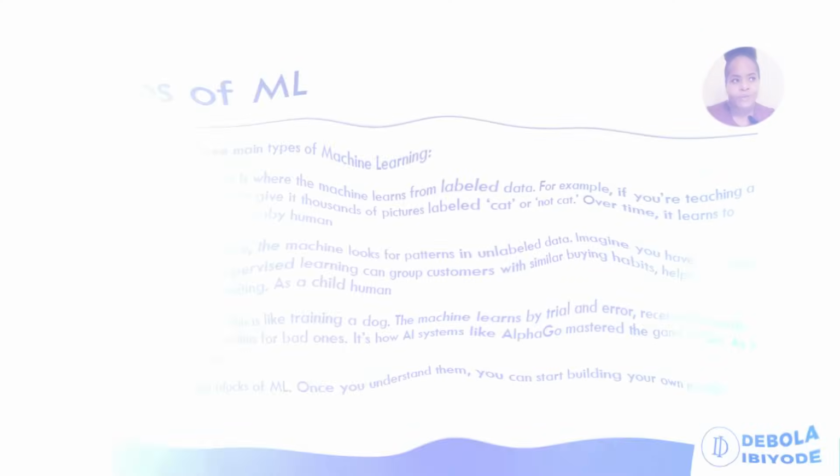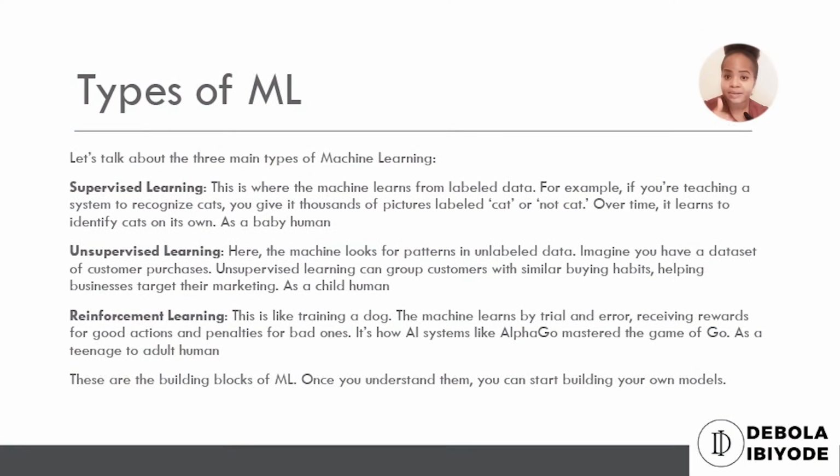So the first type of machine learning we will be talking about is supervised learning. Supervised learning is when you teach the machine to learn from labeled data. So you label the data for it. For example, in the cat example I gave you, I sent, as an engineer, a lot of pictures to it and labeled them cat, right?